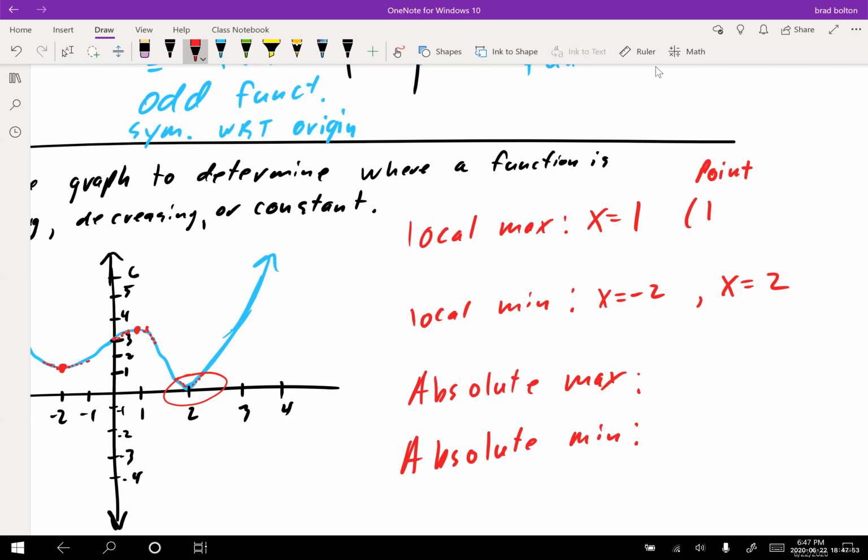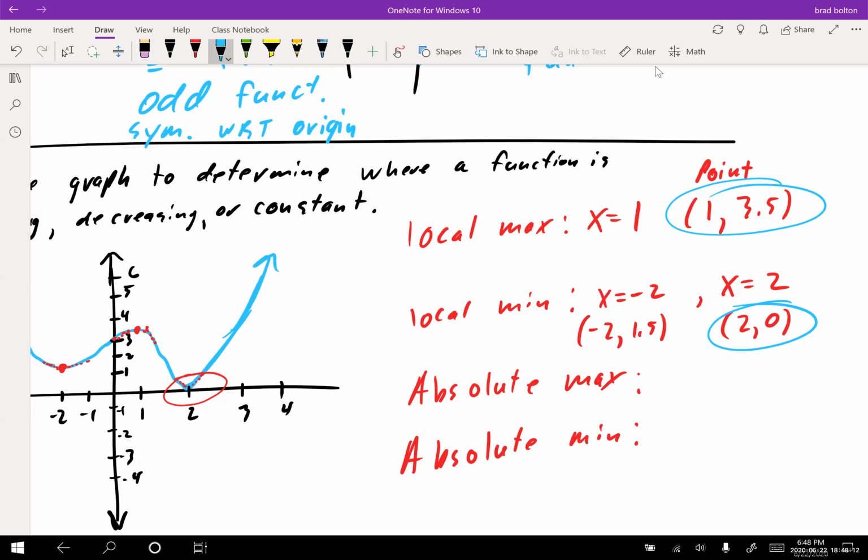So that means x is 1. And when x is 1, what does my height look like? That looks like about 3.5. When x is -2, what does my height look like? That's about 1.5. And when x is 2, my height is definitely 0. So that one is for sure. So these would be the locations of the local mins and maxes. If they just ask you for the x value, then you just give them the x, but sometimes they want to know the height as well.